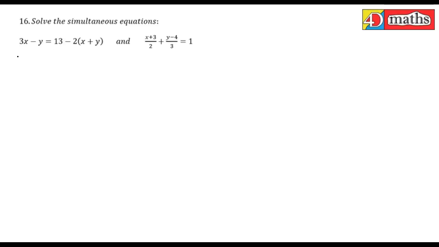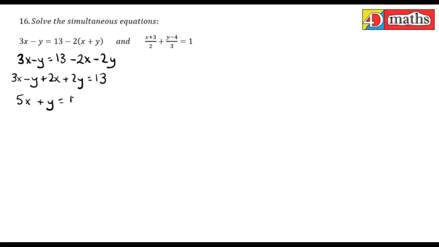Okay, so if I look at this one, the most obvious thing to do here is multiply out the bracket. You get 2x minus 2y. The way I want this to work out, I want the x's to come first, then the y's, and I'm going to equal it to a number. So I'm going to bring the x over, so it's 3x minus y. I'm going to bring this minus 2x over, becomes plus 2x plus 2y equals 13. So tidied up, this becomes 5x plus y equals 13.